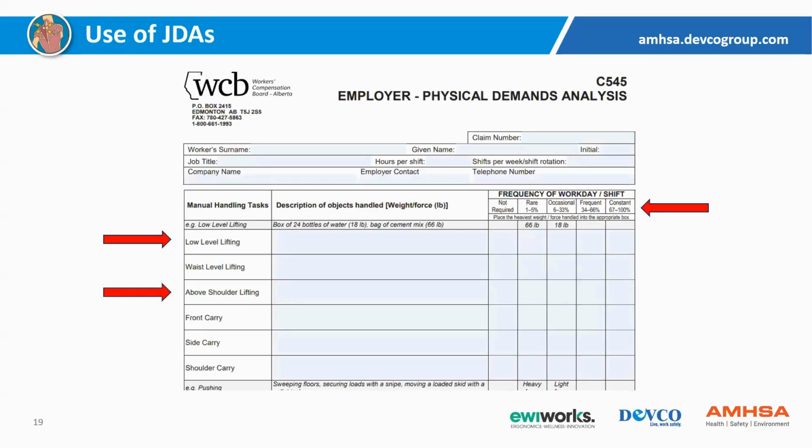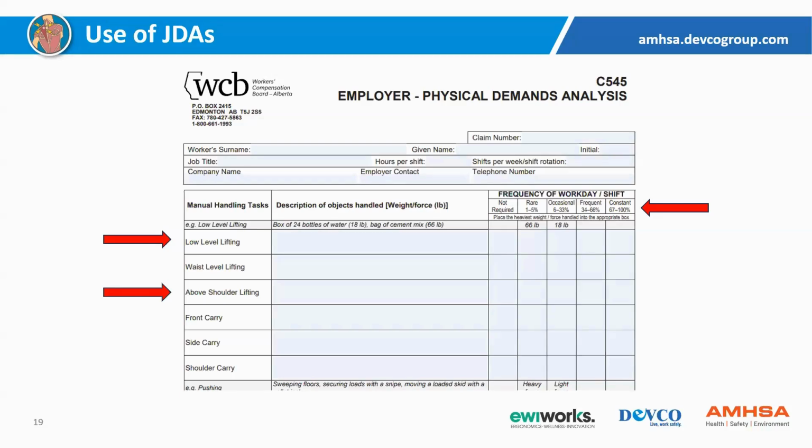Okay, so if we are looking at JDAs or PDAs, I've brought up WC Alberta's blank one that they will ask you to fill out if you're completing their format. And really, whether you use WCB's format or your company's got their own format, they're all going to have very similar bits of information. So the first page I've got up here is the manual handling section. If we talk about what makes a lift more difficult, it's usually if it's a low level lift or if it's above shoulder level. So I would start by looking at those.